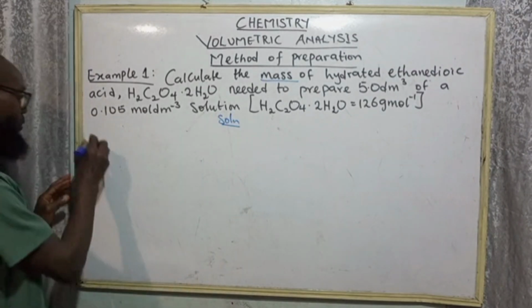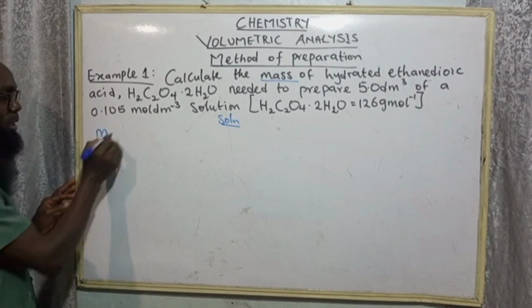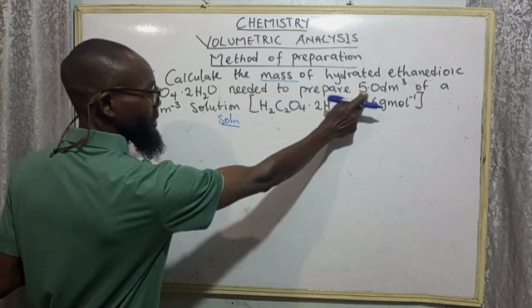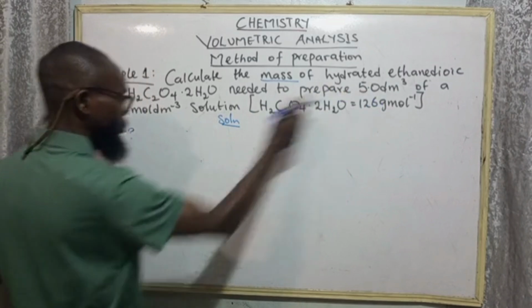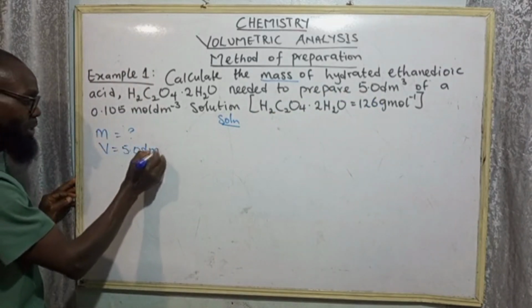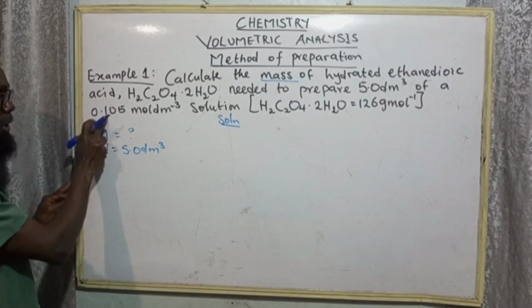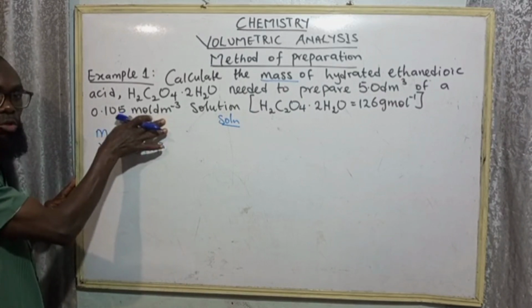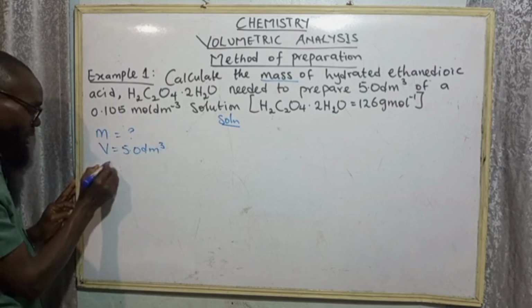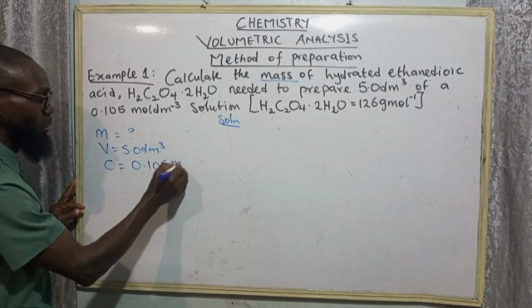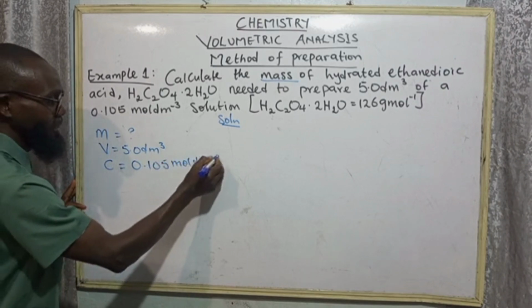To get the mass, which is unknown, needed to prepare 5.0 dm³. Anything in dm³ is volume. The volume given is 5.0 dm³ of a 0.105 mole per dm³ solution. Anything in mole per dm³ is our molar concentration. Concentration equals 0.105 mole per dm³.